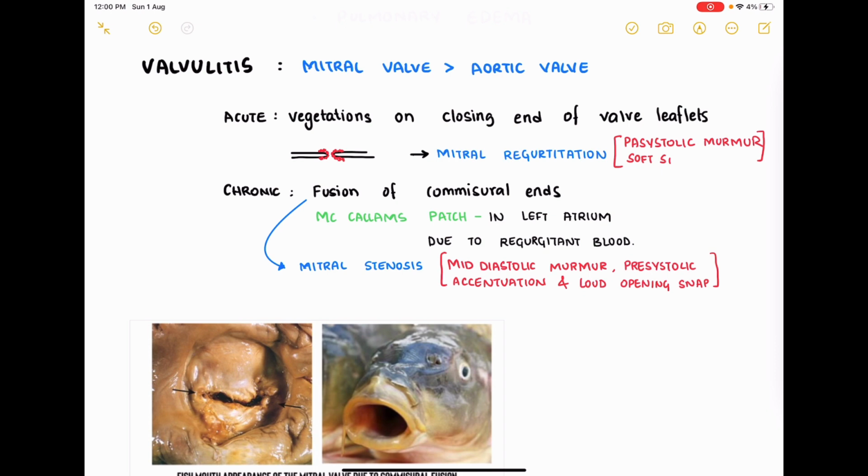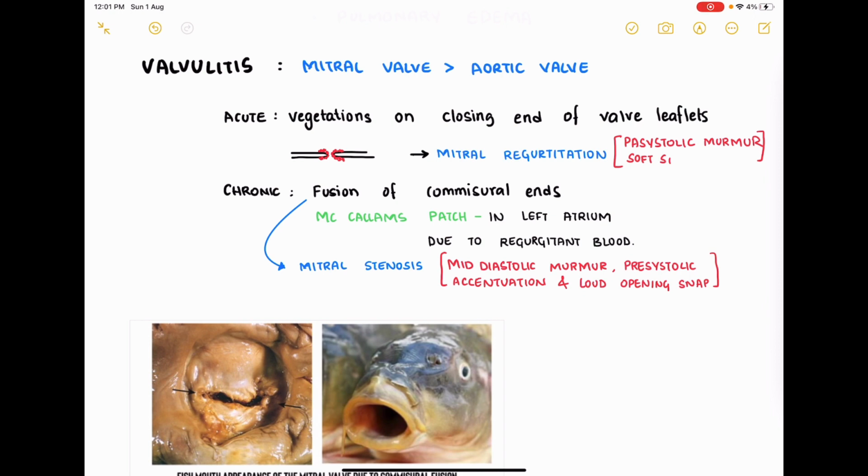As the disease progresses to become chronic, there can be fusion of the commissural ends of the valve leaflets, which might eventually lead to mitral stenosis. The fusion of commissural ends can lead to an appearance called the fish mouth appearance, as seen in the image.